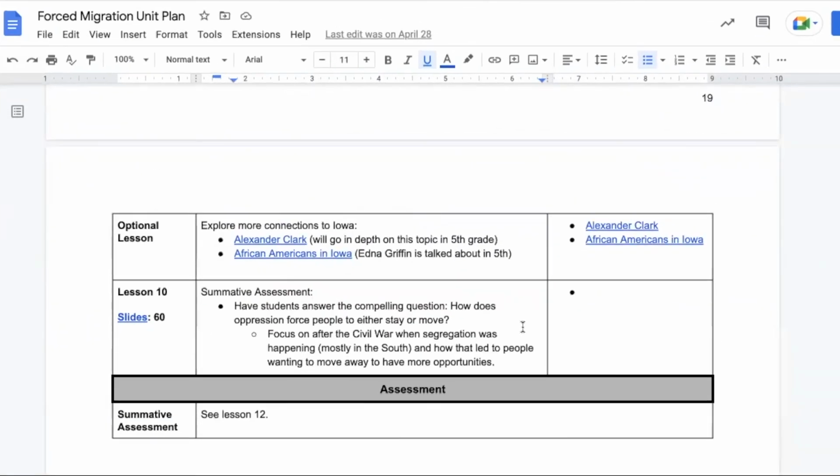Lesson 10 is the summative and explaining how oppression forces people to either stay in their spots, like sharecropping, or move, like the Trail of Tears and enslavement. It's recommended that you keep the focus on after the Civil War when segregation was happening and how that led to the Great Migration. But again, students could talk about any of the other items covered in the unit.